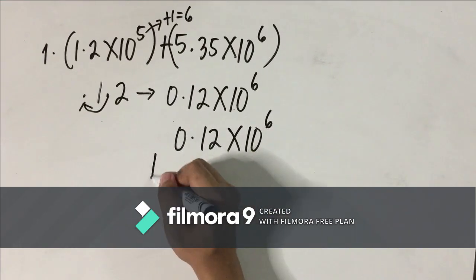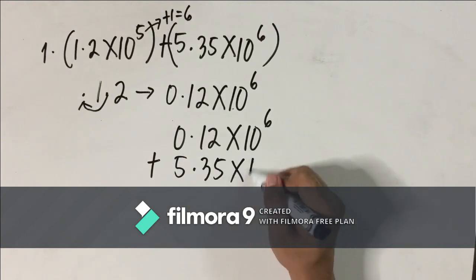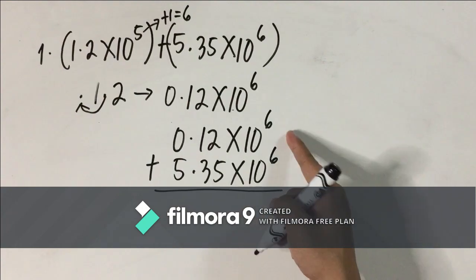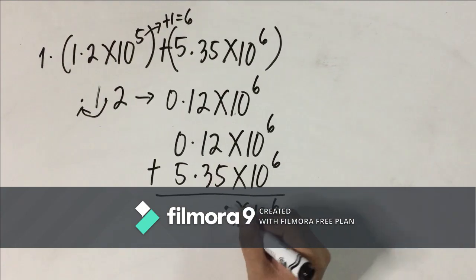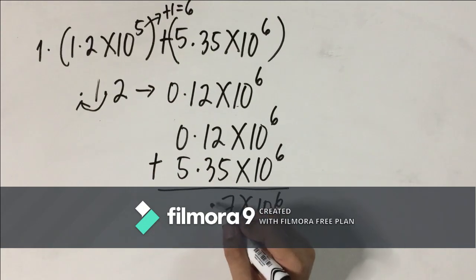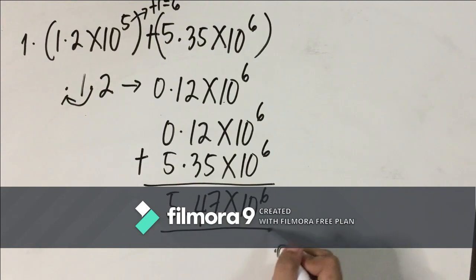So that's the time that we can now do the addition for the digit term. Now we have 0.12 times 10 raised to 6 added to your 5.35 times 10 raised to 6. So bring down times 10 raised to 6. So 2 plus 5, 7, 1 plus 3, 4. Bring down decimal point. So 0 plus 5 is 5.